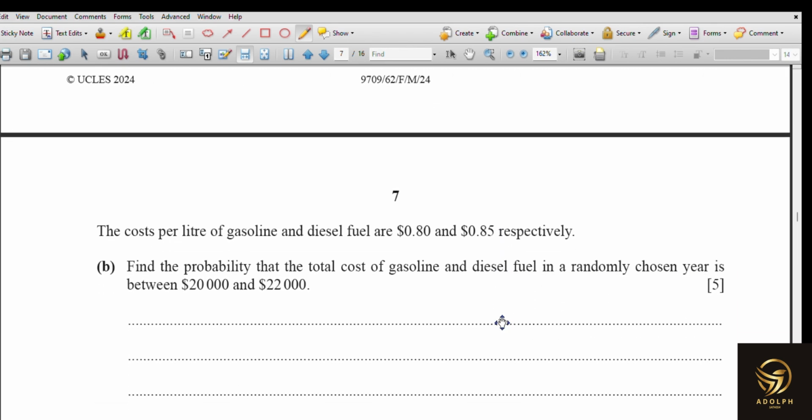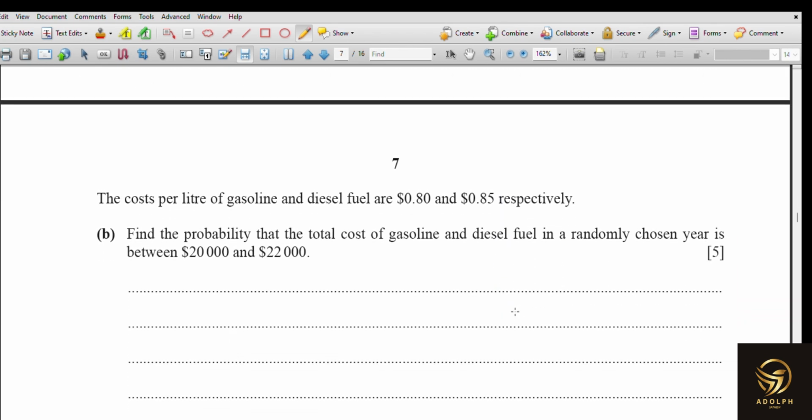Let us move on to the next subdivision. The costs per liter of gasoline and diesel fuel are 80 cents and 85 cents respectively. Find the probability that the total cost of gasoline and diesel fuel in a randomly chosen year is between 20,000 and 22,000. Before that we will have to calculate the mean and standard deviation, right?